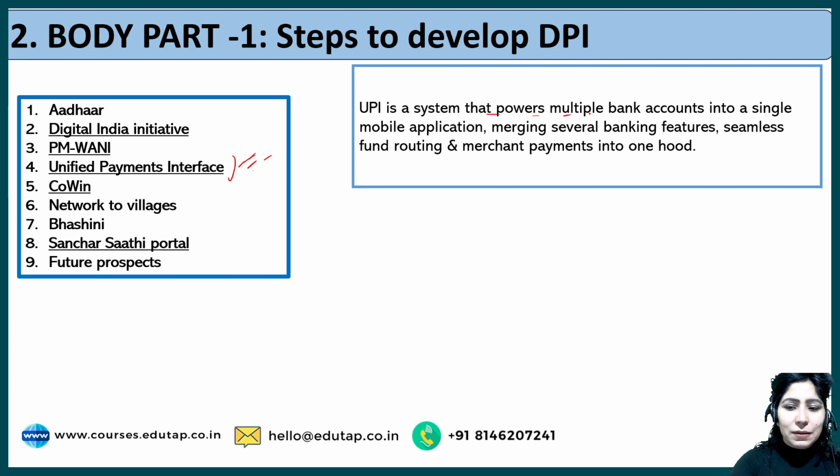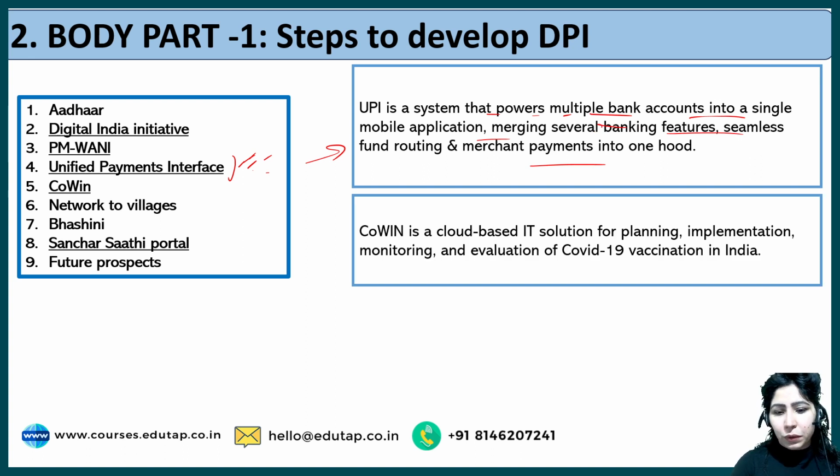So, UPI is a system that powers multiple bank accounts into a single mobile application. This is just a one line definition: merging several bank features, seamless fund routing and merchant payments into one hood. Then CoWIN, a cloud-based IT solution for planning, implementation, monitoring and evaluation of COVID-19 vaccine in India.